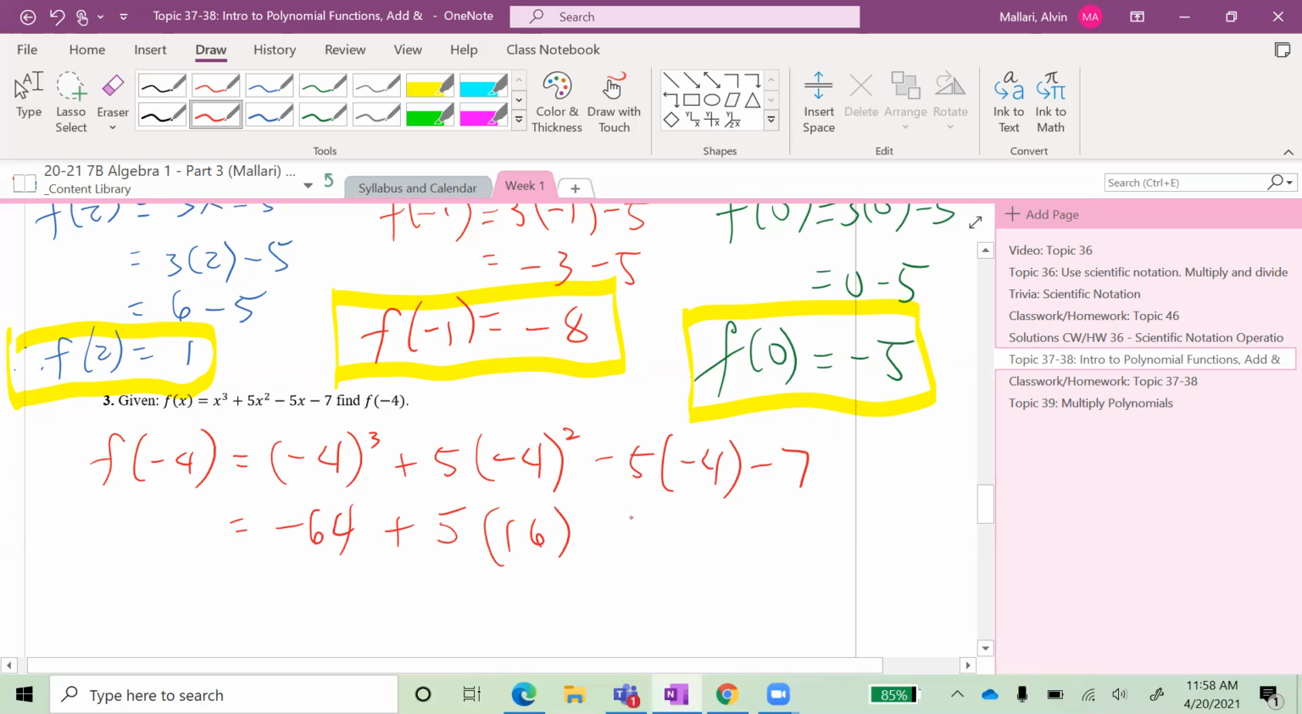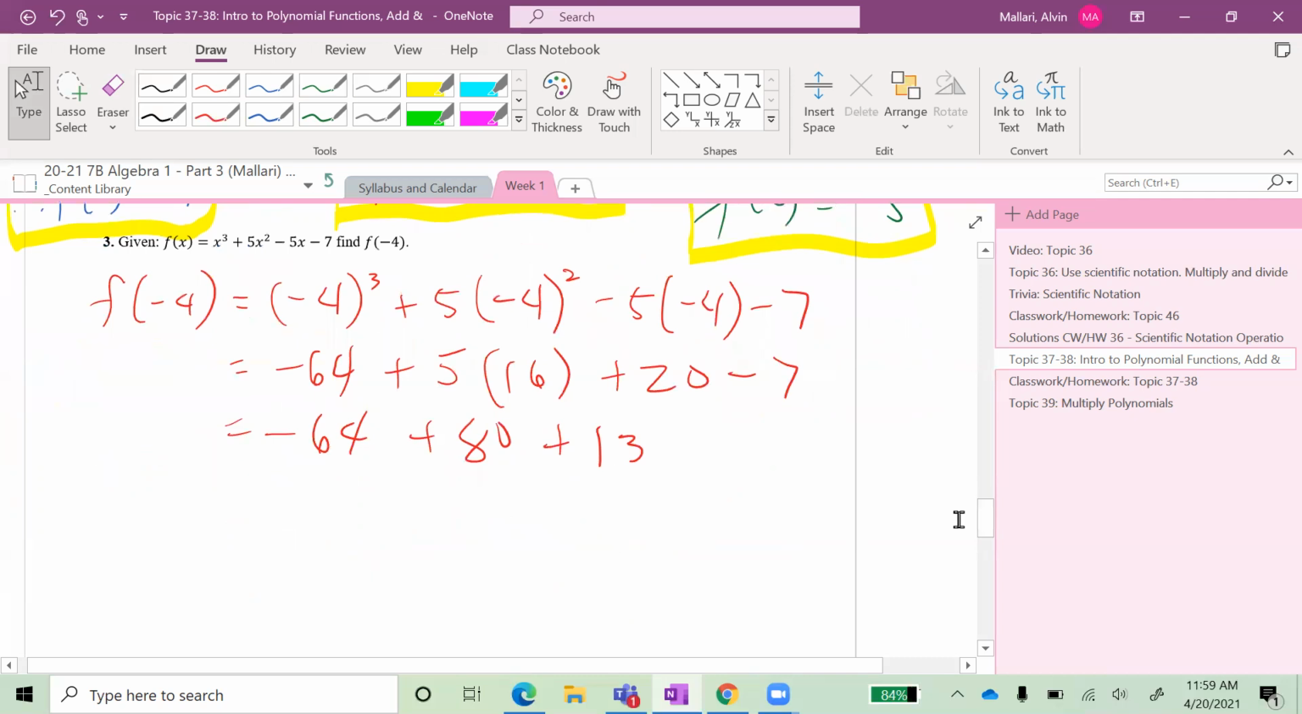All right. And then we'll have negative 5 times negative 4 will be positive 20, then minus 7. Next, we can have negative 64. 5 times 16 will give us 80. And then 20 minus 7 is 13. All right. Then we have negative 64 plus 80 is 16, plus 13. That will give us 29. So f of negative 4 will be 29.